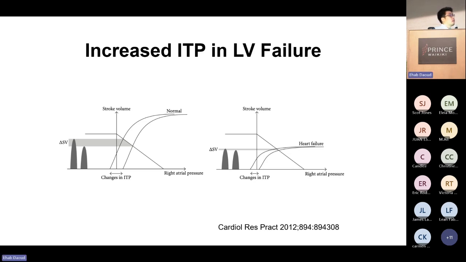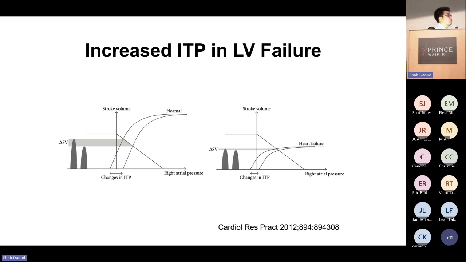However, if your cardiac output is already low and the patient is in heart failure, your cardiac output curve is like this. As a result, even if you increase the intrathoracic pressure, it doesn't go down too much. So if you see the difference of delta stroke volume between normal people and heart failure, it gets smaller. They're not affected by intrathoracic pressure change as much. That's one thing to note, because it's important to understand why LV failure responds to BiPAP or NPPV.